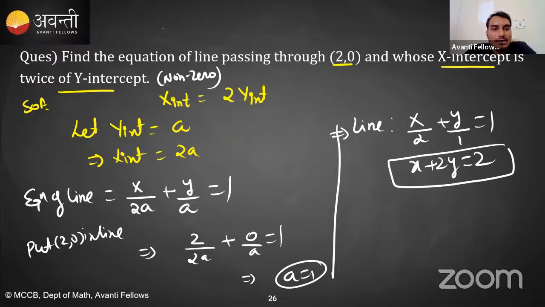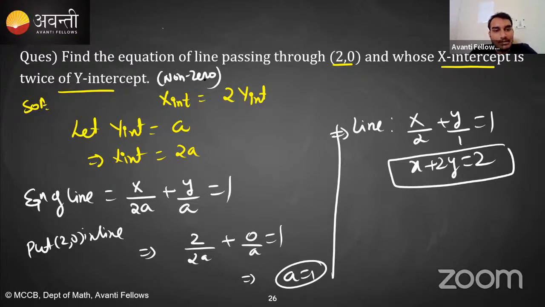So हमने y intercept को मान लिया, let's say a, then x intercept will automatically be 2a. So using the intercept form of line, x upon x intercept plus y upon y intercept is equal to 1, right? So now the information is given that line is passing through 2, 0. It means line will satisfy 2, 0. So 2, 0 को line में put कर दो, get your a. So hence you get the line.